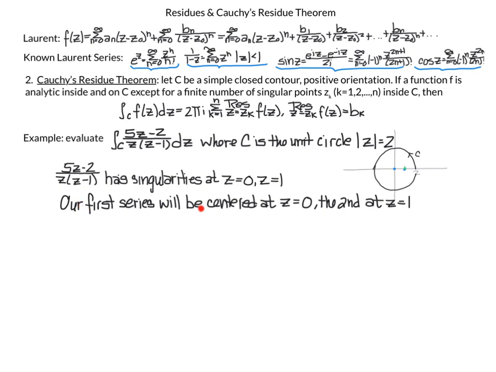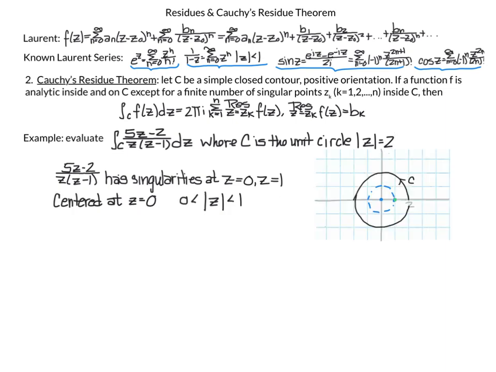So we will need a series centered at z = 0, where we'll find our residue for z = 0, but then we'll also need a second series at z = 1 to find our residue for z = 1. We are going to start with our Maclaurin series centered at z = 0 with radius 1, and our radius has to be 1 because we don't want to hit this other singularity at z = 1. So our distance between z and 0 needs to be less than 1, which is why our line is dotted.